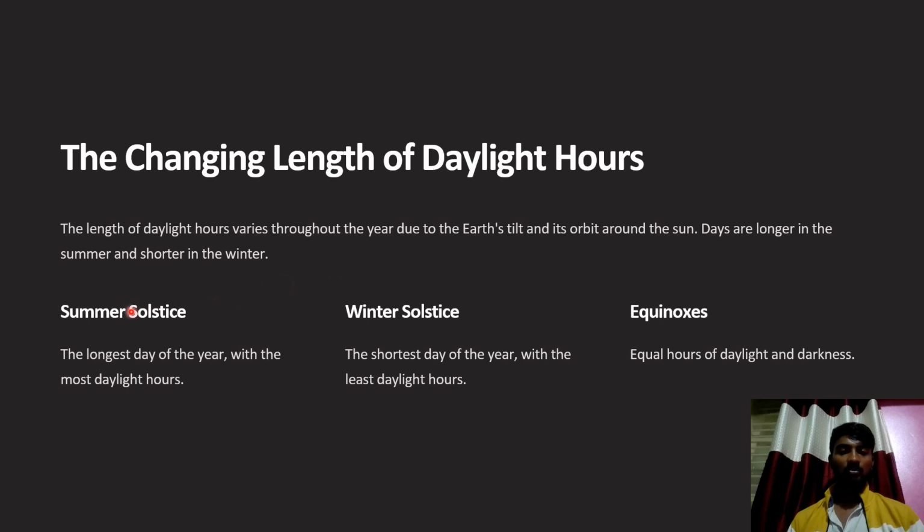The summer solstice is the longest day of the year with the most daylight hours. The winter solstice has the shortest day of the year with the least daylight hours. At the equinox, there are equal hours of daylight and darkness. This is the change in the length of the daylight hours.